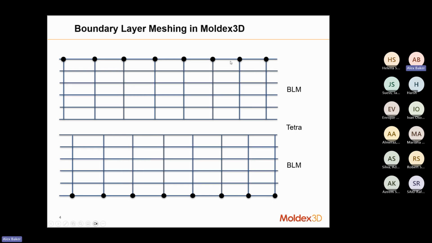Now, typically, we are going to subdivide these layers. Our recommendation is to do a 5-layer boundary layer mesh. That's what this would be considered as. We have 5 layers on the top, 5 layers on the bottom, and then at least 1 layer of tetrahedral elements through the middle.